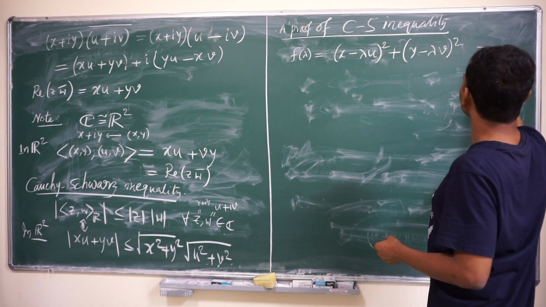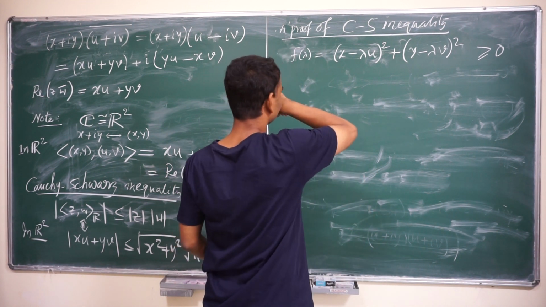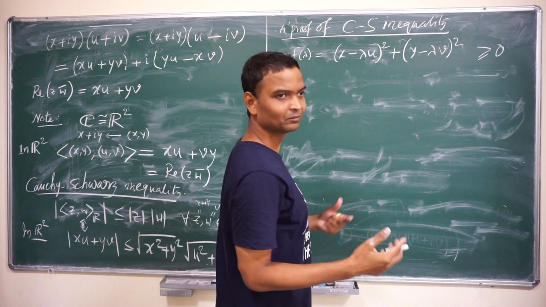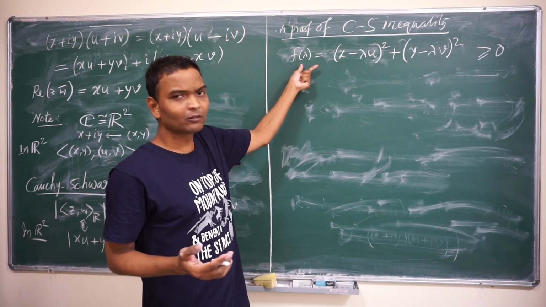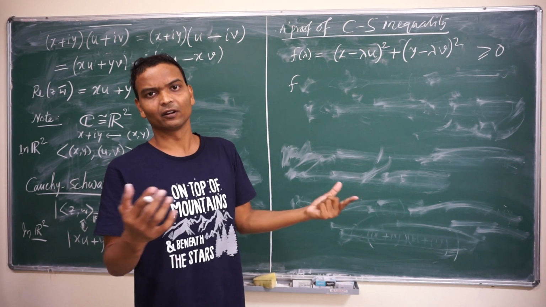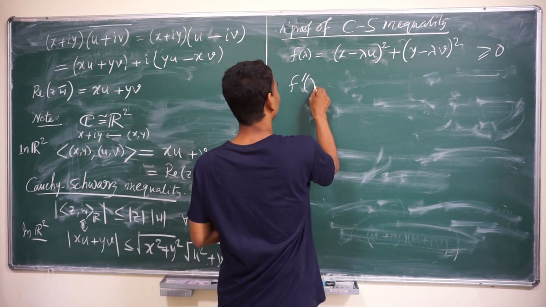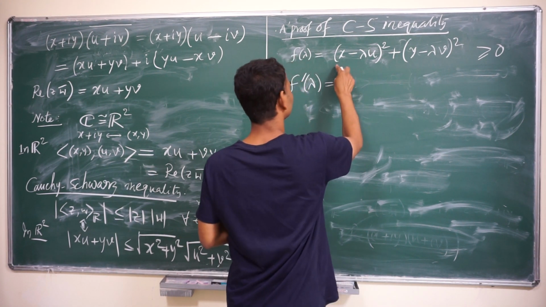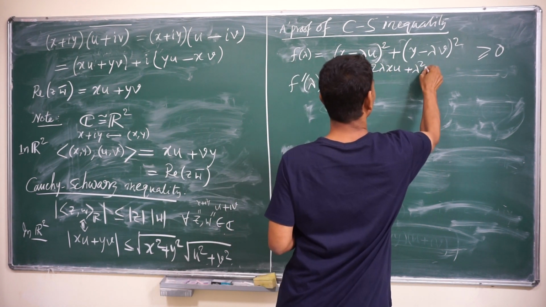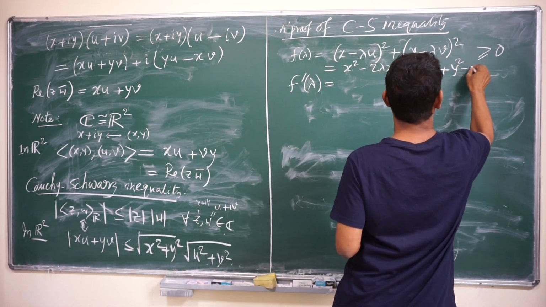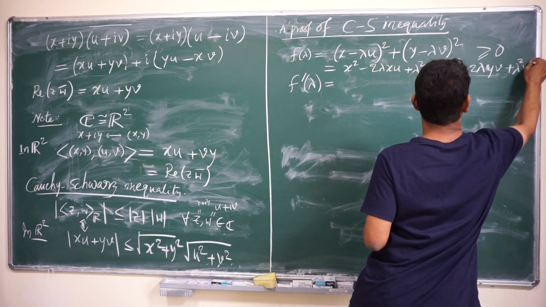This is of course greater or equal to 0, right? Now you see here, if you want to find the minimum, this is generally a one variable function; x, y, u, v all are fixed. So now we want to look at the first derivative and equate to 0, to find the point where the minimum of f exists. You just evaluate it first: x square minus 2 lambda xu plus lambda square u square plus y square minus 2 lambda yv plus lambda square v square.